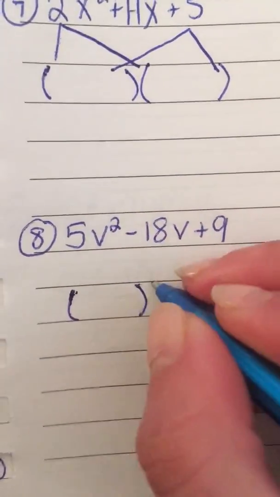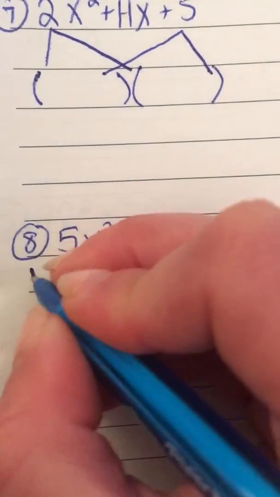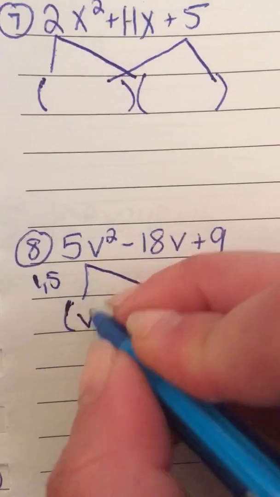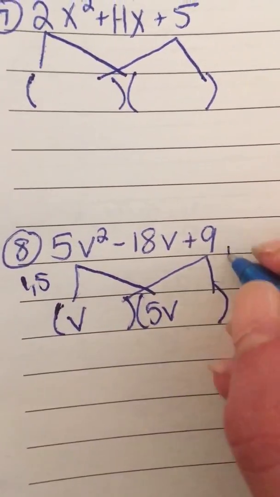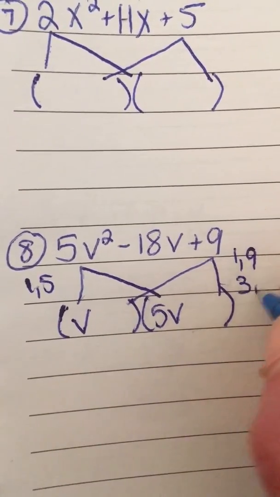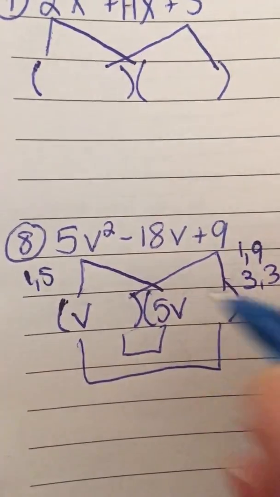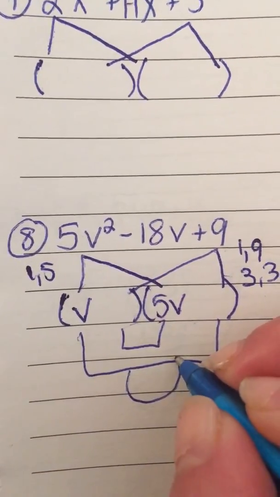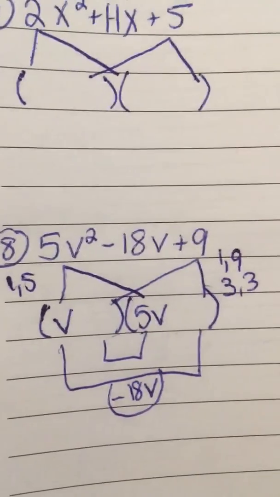Kind of a similar one, just different numbers. So first is only 1 and 5, so we can set it up already. v and 5v. Last can be 1 and 9, or 3 and 3. Inner and outer have to add up to negative 18v.